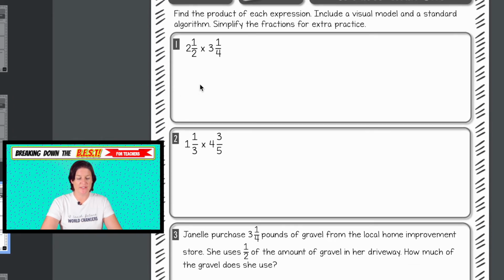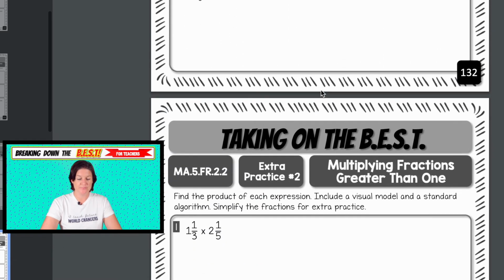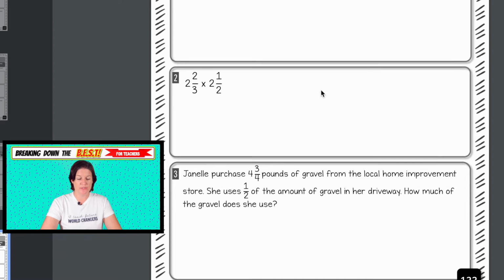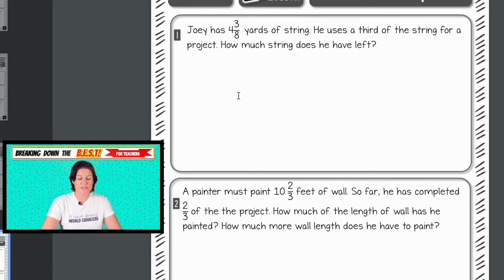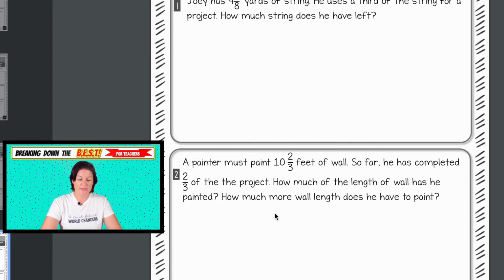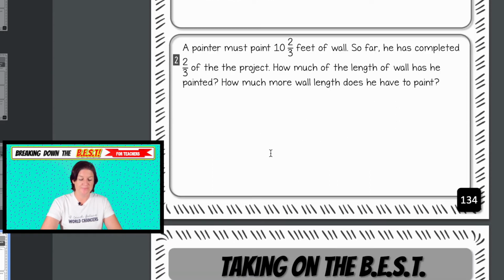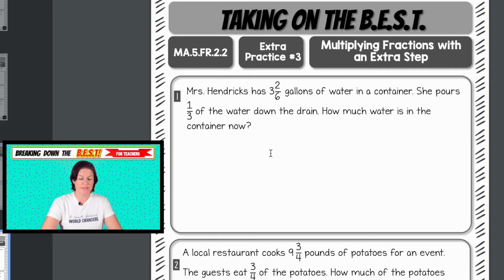And here we've got the mixed numbers times mixed numbers, and that's where we'll break out the area model. That is the visual model for this. And then the extra practice page number 2. Then we've got another video lesson. This is multiplying fractions with that extra step. So you can see Joey has 3/8 yards of string. He uses a third of the string for a project. How much string does he have left? So showing the 2 steps that happen there. And same kind of thing here. And then we've got an extra practice right there.